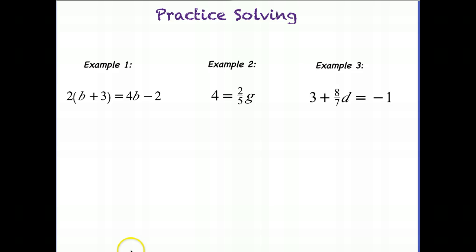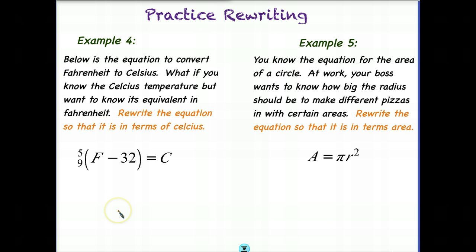Now let's look at how to rewrite problems. We have a few examples. In this example, you are given an equation to calculate Celsius. This equation will take a temperature in Fahrenheit and turn it into Celsius. But what happens if somebody tells you the Celsius temperature and they want to know what the Fahrenheit equivalent of that is? You wouldn't know.